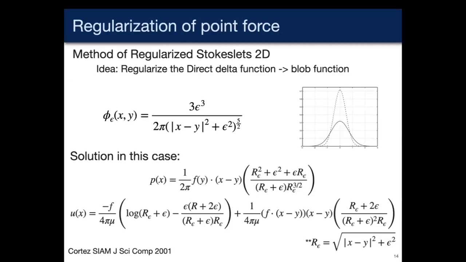So this was the blob that's in the original paper. And the solution in this case just becomes this. It's messy to write down, but you can actually fully do everything analytically in this case. And then your capital R here is now the distance between x and y plus an epsilon. So epsilon is the width of your blob. It's a measure in your blob, so it comes in here.